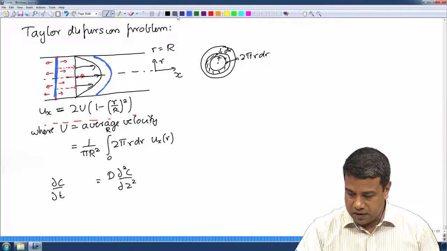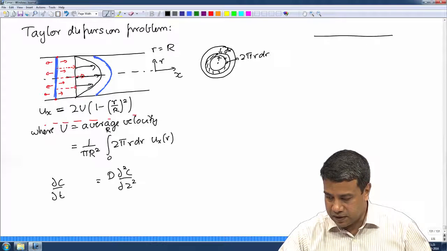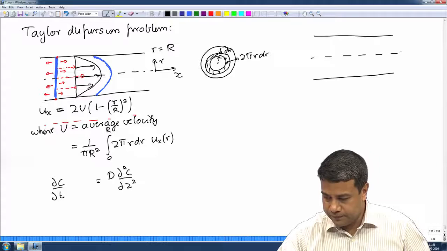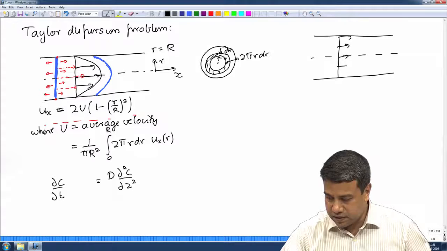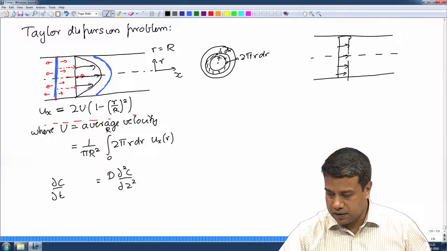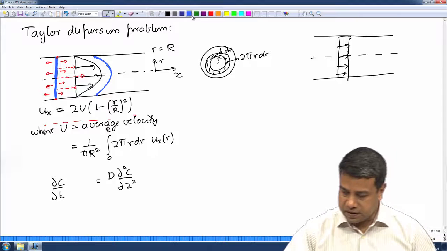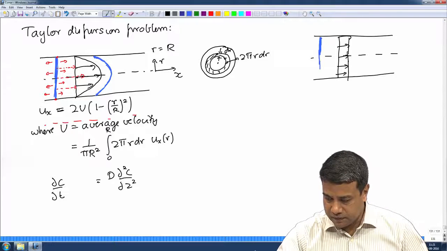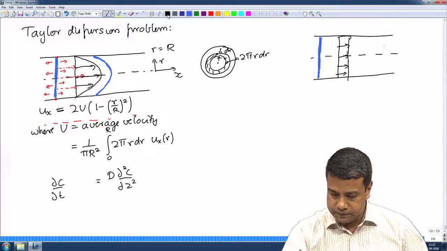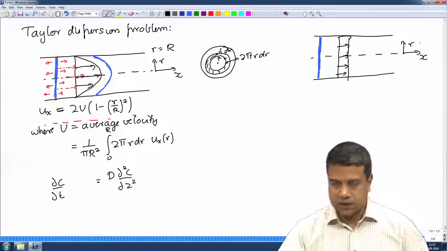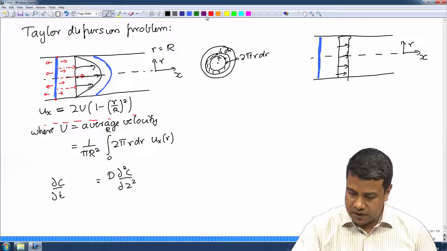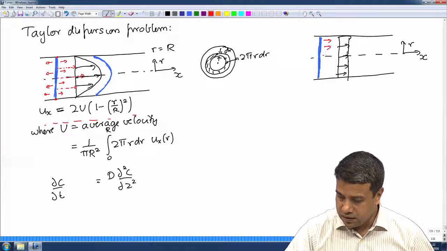Let me contrast this case. Let me draw the plug flow case here. If I had a constant velocity profile, velocity was a constant, and if I had a plug of solute introduced into the pipe, after some time, diffusion would happen only in the axial direction, because the velocity is a constant everywhere.